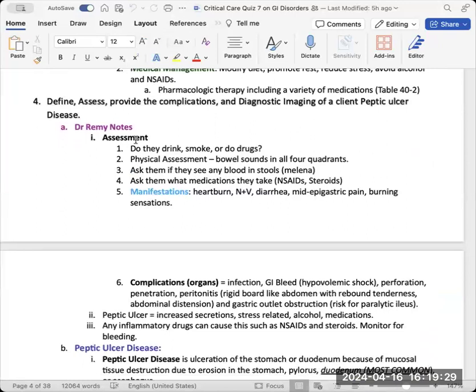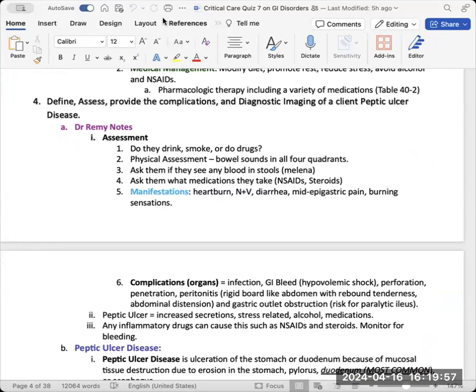But what Dr. Remy said is assessment. This is what we're thinking about. We're thinking about what the disease is, how it works, and what it's caused by, right? We know it's an erosion, we know it's due to gastric acid, and we know that there's a lot of things that we do in our life that could cause it. So we want to ask the patient, do you drink often? Do you smoke a lot, right? Or do you do any drugs, right? When you ask them if they have any blood in their stool, do they notice that?